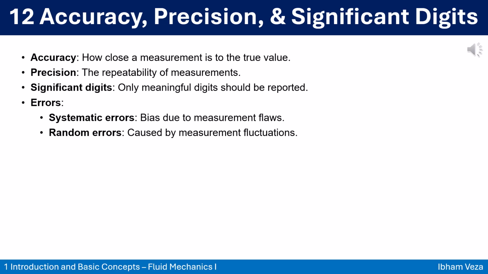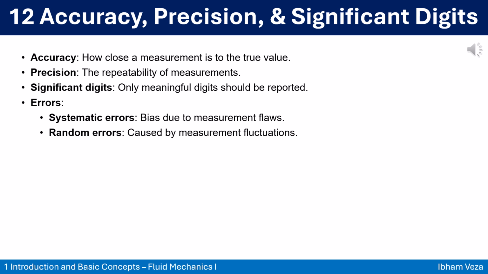12. Accuracy, precision, and significant digits. Good results in engineering aren't just about solving equations, they're about measuring things properly. Accuracy tells you how close your measurement is to the real answer. Precision tells you how repeatable your measurements are. You want both. Only report significant digits. Don't write down meaningless extra numbers. They just create false confidence.